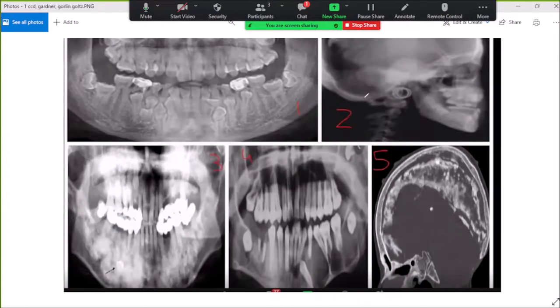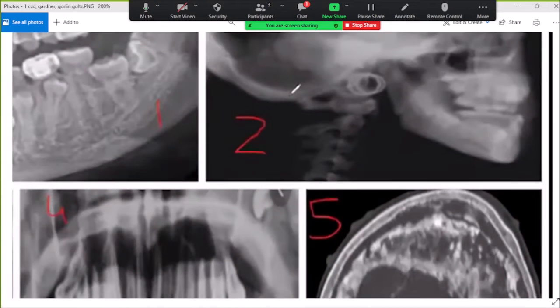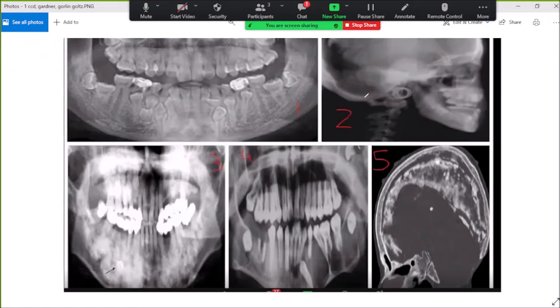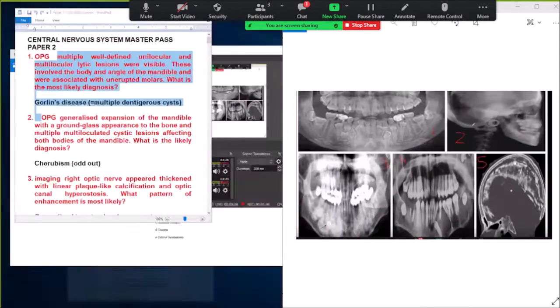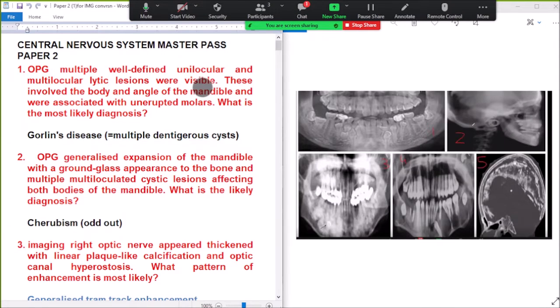Another thing is that in this dysplasia, we see supernumerary teeth and obtuse angle mandible, and in Gardner syndrome, we see multiple radiopaque masses in the mandible. There are multiple osteomas with polyps in the large and small bowel, so it is Gardner syndrome. In the MCQ, multiple well-defined unilocular, multilocular lesions were visible in the mandible, body and angle, associated with unerupted molars. So there are multiple cysts seen in this disease.